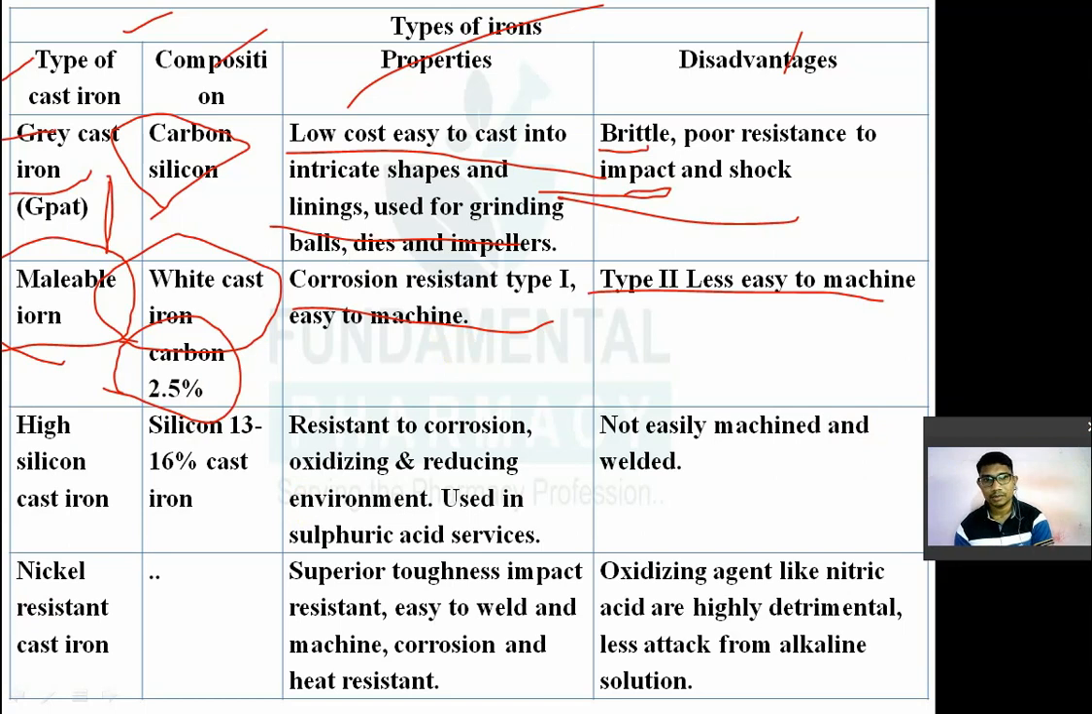How the question came, I will tell you later, on completion of this slide I will tell you. Then the third category of iron is high silicon cast iron. In this the silicon content will be higher, so here iron plus silicon, and the silicon content is around 13 to 16%. Okay, that is known as high silicon cast iron. It is resistant to corrosion: acid, alkalis or water will not corrode it easily. Resistant to oxidizing and reducing environments, used in sulfuric acid services.